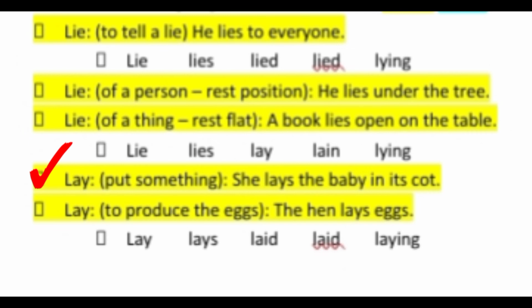Next word जो कि मिलता जुलता है lie से, that is lay. Lay means put something. किसी चीज़ को रखना. She lays the baby in its cot. Again lay. इसका एक और meaning है means to produce the eggs. अंडे देना. Sentence is the hen lays eggs. इन दोनों की forms हैं first form lay, lays, second form laid, third form laid and fourth form is laying.